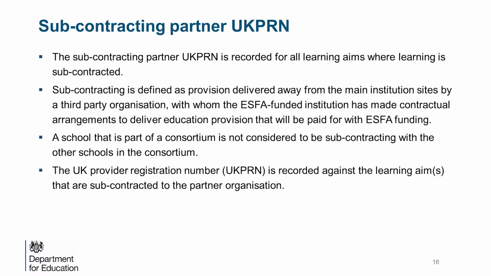The subcontracting partner UKPRN is recorded for all learning aims where learning is subcontracted. The UK provider registration number is recorded against the learning aims that are subcontracted to the partner organisation. Subcontracting is defined as provision delivered away from the main school sites by a third-party organisation, with whom the ESFA-funded school has made a contractual arrangement to deliver education provision that will be paid for with the ESFA funding.